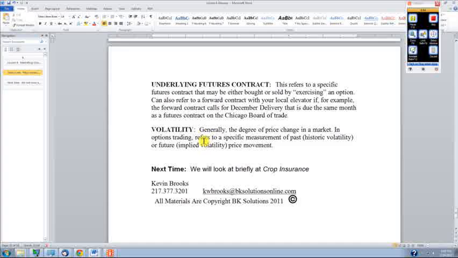For those of you who are already enrolled in the Farmland Owner program, it'll be much the same, with maybe a little bit harder look at how crop insurance affects the marketing plan.